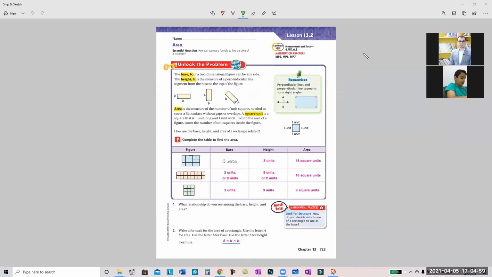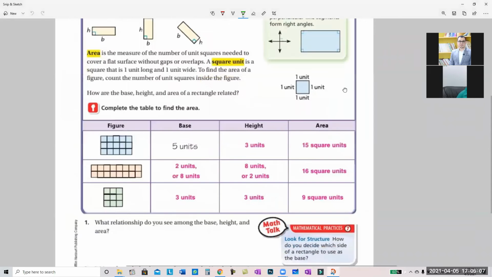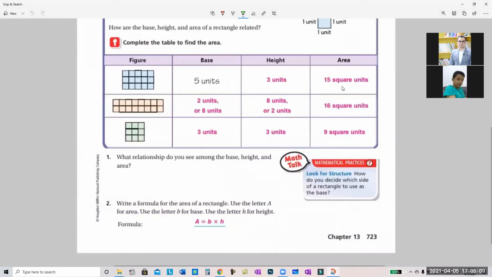Today we have a new lesson 13.2, and it's about the area. Okay, so let's open your book, page 723. This class will start in 2 minutes.